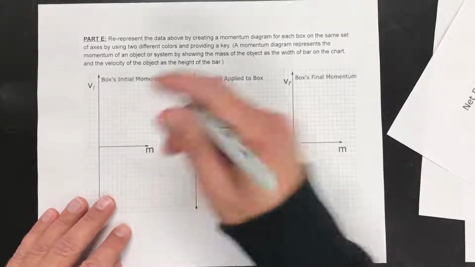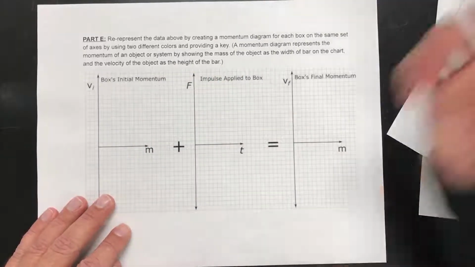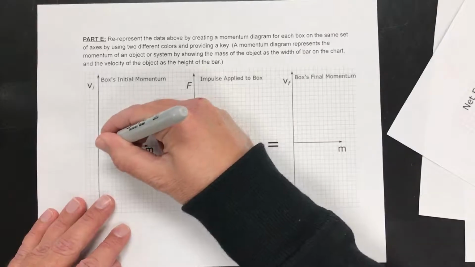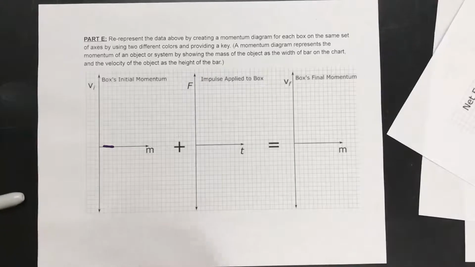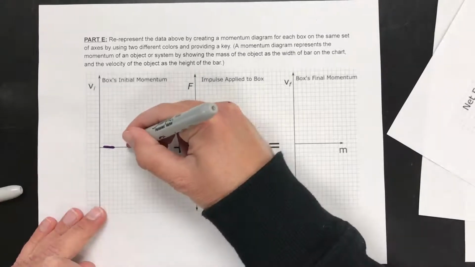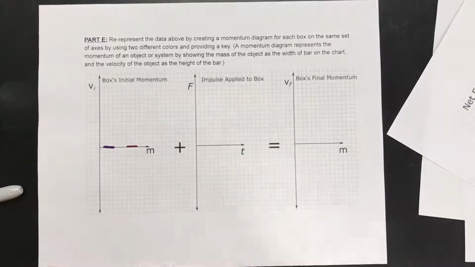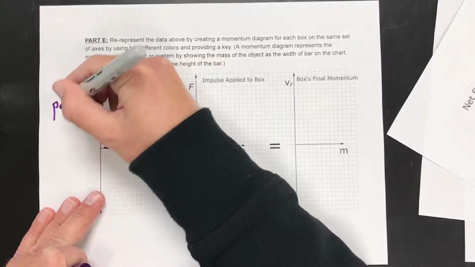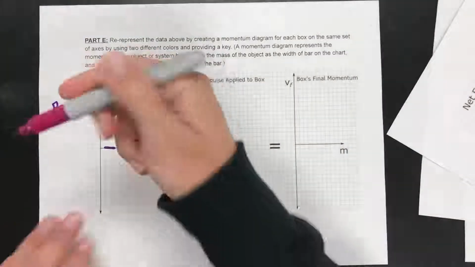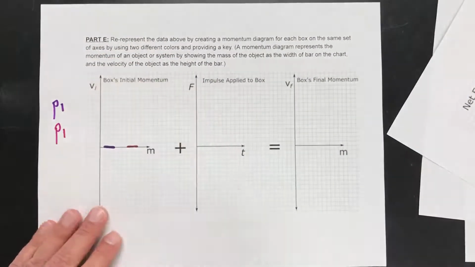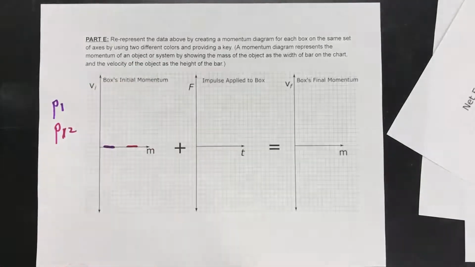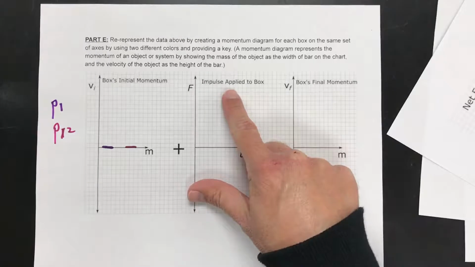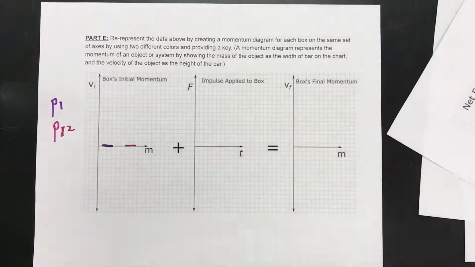So I'll stick with purple being box 1 and magenta being box 2. In the beginning here, neither box is moving, so they won't have any momentum. So it's just a line right there on the x-axis. And same thing for box 2. It doesn't have any momentum, so it's just a line right there. So purple will represent the momentum of box 1, and magenta will represent the momentum of box 2.